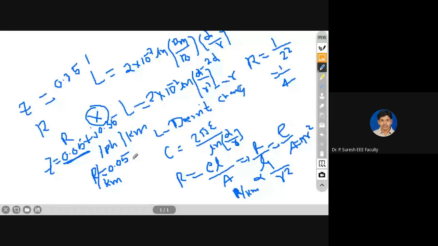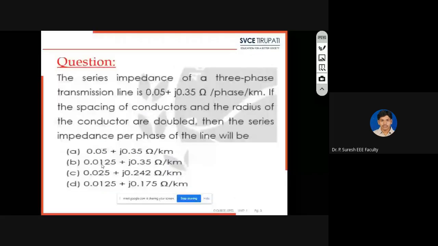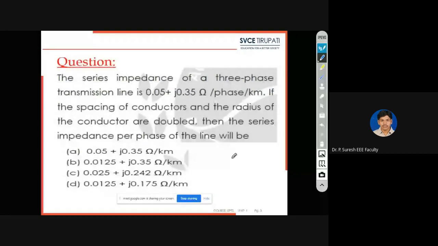So the final value, the change in impedance, is 0.05 by 4. What is the 0.05 by 4 value? Answer is B. This is 0.05 by 4. We'll get 0.0125 and this is what? Unchanged.